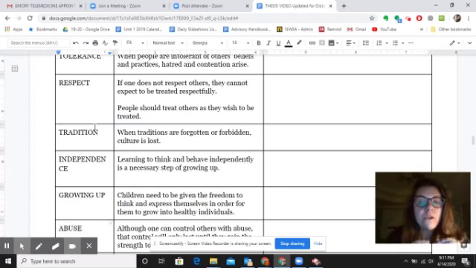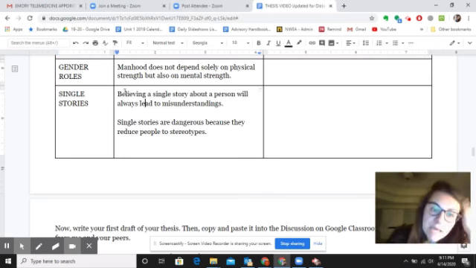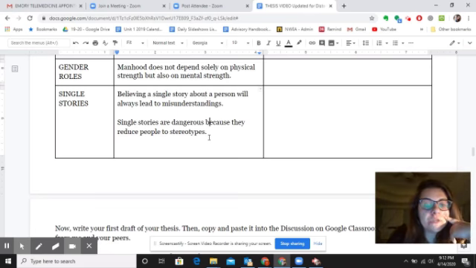No, but I put that there for those of you who are like, I can't do this. So I could look down and I could see, okay, what did Miss Klein say in her words? She said, believing a single story about a person will always lead to misunderstandings. Single stories are dangerous because they reduce people to stereotypes. Okay, so I could think about that and say, all right, I really like this. I'm going to put it in my own words and I'm going to use that as my theme.